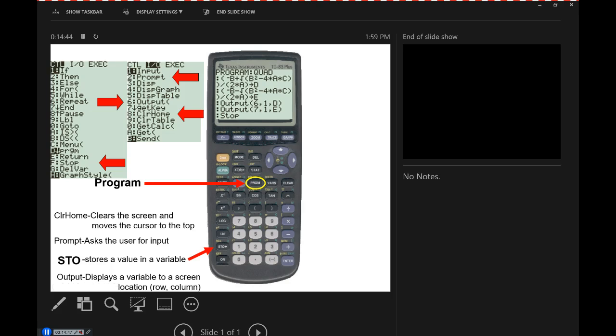Once you've done that, you can exit out of the Program menu by pressing Second, and then the Mode button, which is right next to the second button. And that should bring you to the home screen.